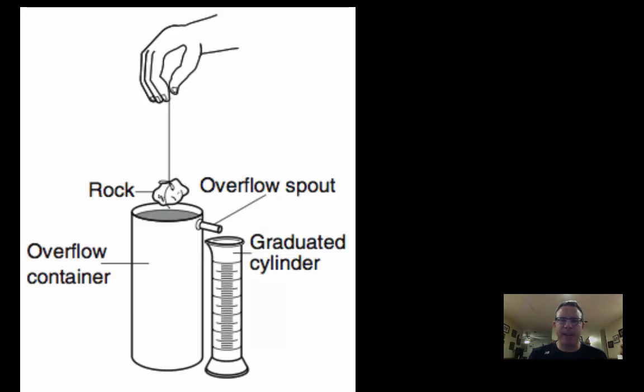Another way to measure volume is to use water displacement, which we can use an overflow can. You take an object, put it into a can, and there's a spout on the top, and the excess water will flow out, and we can catch that into a graduated cylinder and measure that.